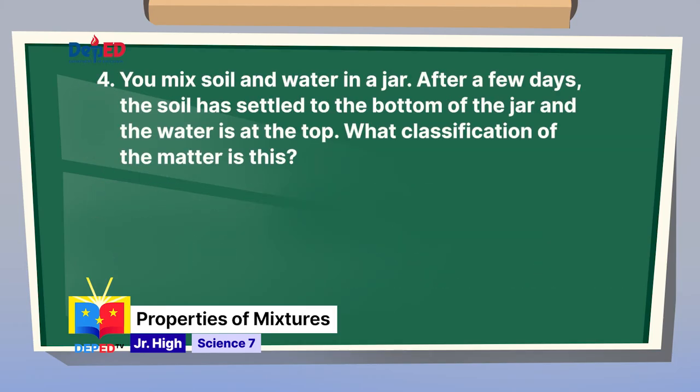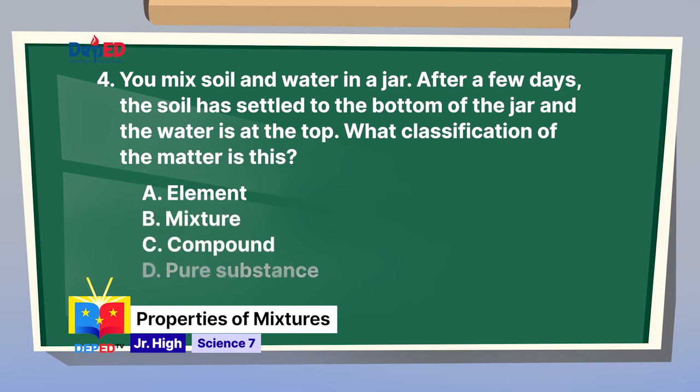Number 4. You mix soil and water in a jar. After a few days, the soil has settled at the bottom of the jar and the water is at the top. What classification of matter is this? A. Element. B. Mixture. C. Compound. D. Pure substance. The mixture of soil shows that this is a heterogeneous mixture. From the choices, the correct answer is letter B, mixture.